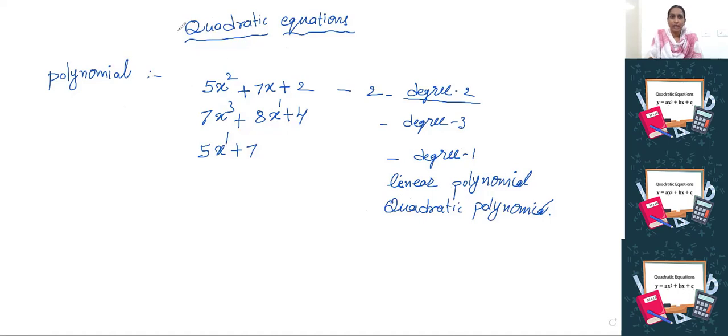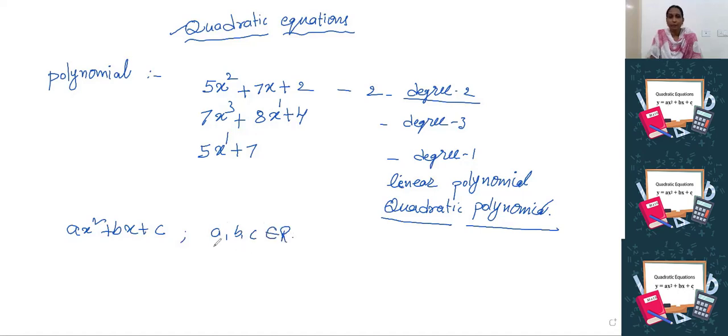Now we are going to learn about quadratic equations, so we are considering quadratic polynomial. What is the standard form of quadratic polynomial? That is ax square plus bx plus c, where a, b, c are real numbers and a should not equal 0.